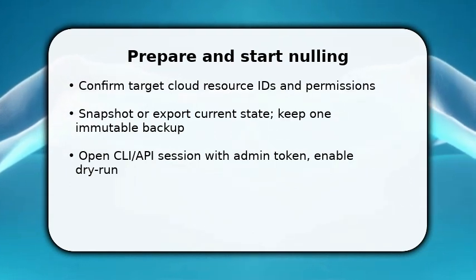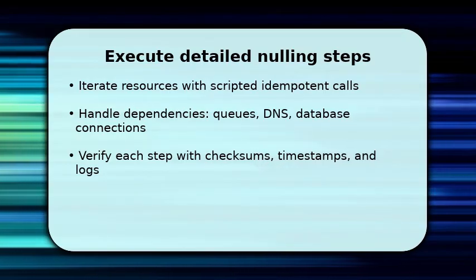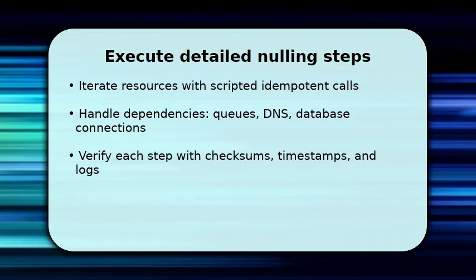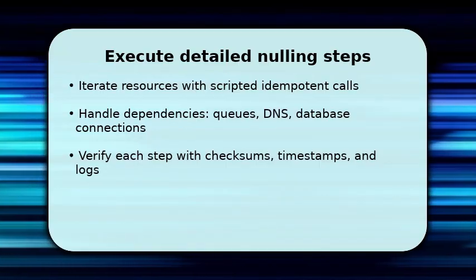You now run the core nulling workflow with idempotent scripts that iterate resources and apply the null operations safely. While doing this, resolve dependencies, drain queues, detach DNS records, and close database connections to avoid cascading failures. Use transactional or batch windows and implement retries with exponential backoff. After each batch, verify results using checksums, timestamps, and centralized logs so you can confirm completeness before proceeding. If a verification fails, pause and investigate immediately.